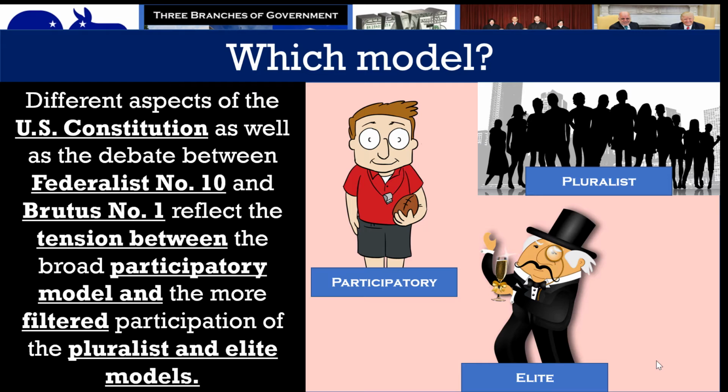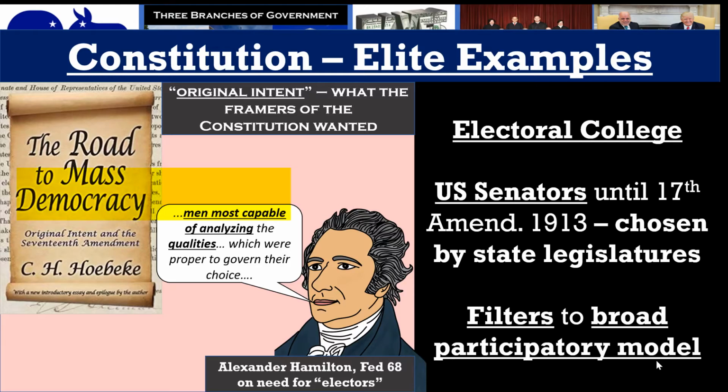So, which model of representative democracy is most accurate? Well, our benchmark wants us to be able to identify the debate of participatory and the more quote-unquote filtered pluralist and elite models in both the Constitution as well as our must-know foundational documents, Federalist number 10 and Brutus number 1. So let's start by looking at the examples in the Constitution, starting with the elite form of representative democracy.